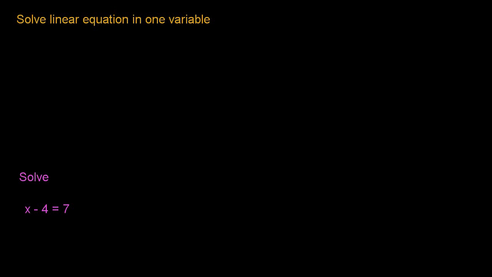The objective of this lesson is to solve a linear equation in one variable. And what does a linear equation in one variable look like? Well, the general form looks something like this: ax plus b equals c, where a is not equal to 0. And so x is the variable, and let's give some examples.